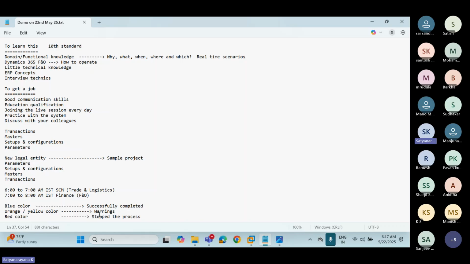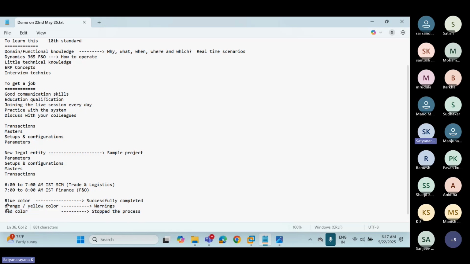So why was it stopped? You need to understand. Your role is orange and red color majorly, but initially you are going to learn by focusing on blue color. Blue color means I'm creating a purchase order, selecting vendor, selecting item, posting product receipt, posting invoice, successfully completed. Then it is blue color. But this is not your duty. Your duty is orange and red. The more errors you face, the more knowledge you will gain.